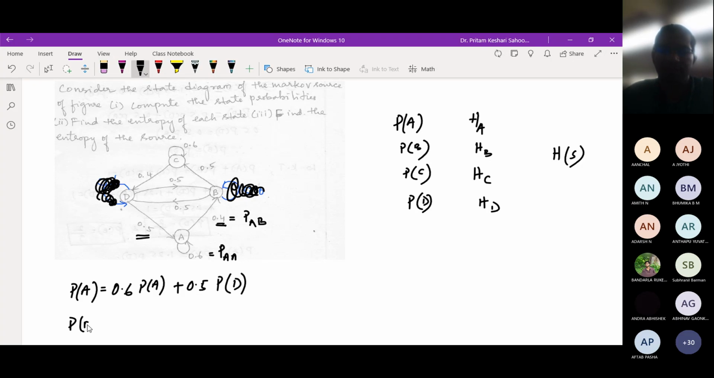Similarly, if we write for state B, where is state B? This one. State B, which are the states which are coming to state B? State A. State A is converting to state B at a probability 0.4. So we can write 0.4 into probability of A. Plus, is there any other state which is coming to state B? That is state D. It is falling at a probability 0.5. So 0.5 into probability of D.